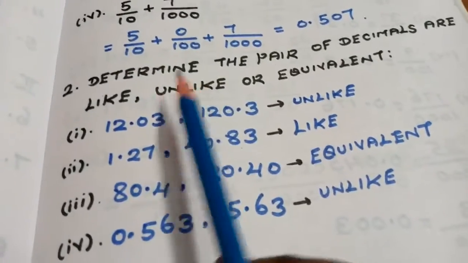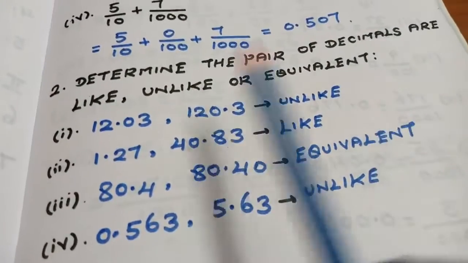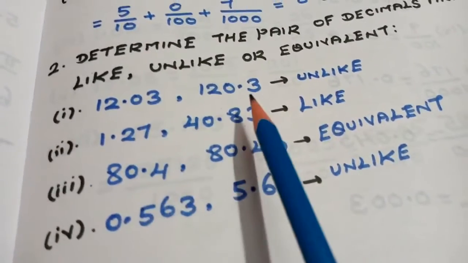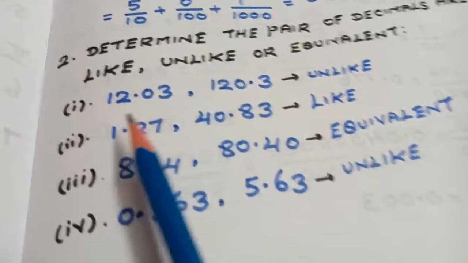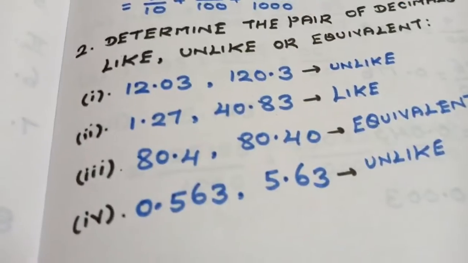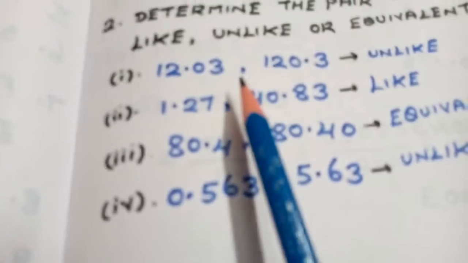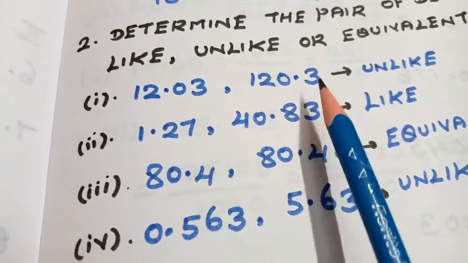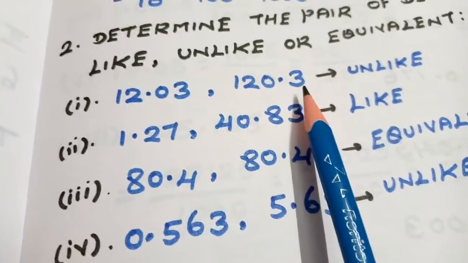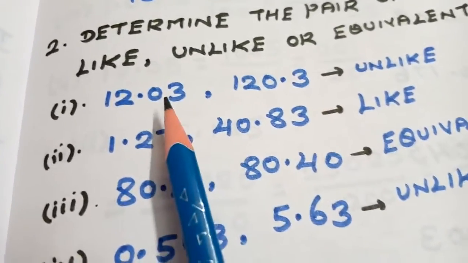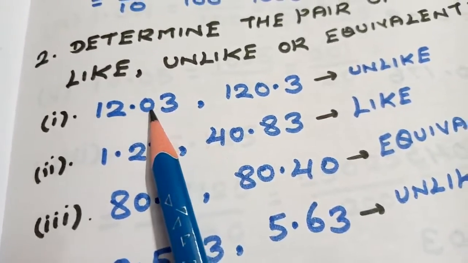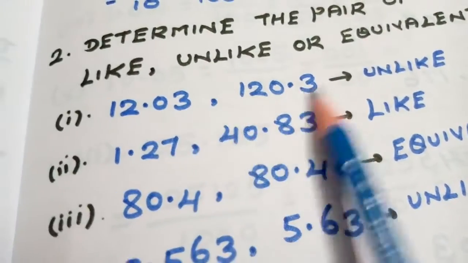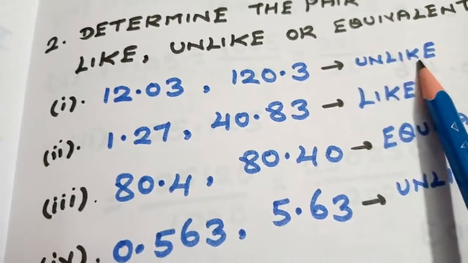Question number 2. Determine the pair of decimals are like, unlike or equivalent. So first you are going to check the value after decimal point. They are given you two decimal values. After decimal point, you are going to check the value. If you count the number of digits, here you are having 2 digits and 1 digit. So they are not equal number of digits in these two. That is, first decimal number you are having 2 digits after decimal point. In second, only 1 digit. So this comes under the category unlike decimal.